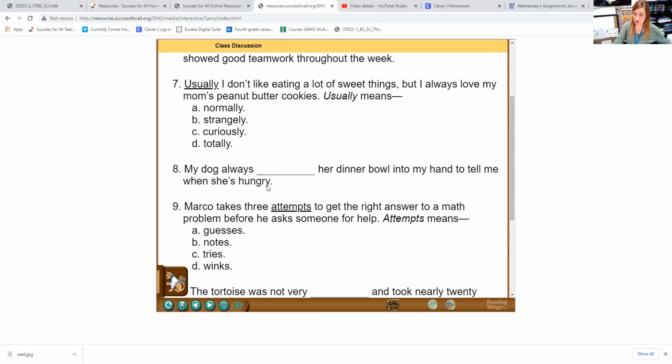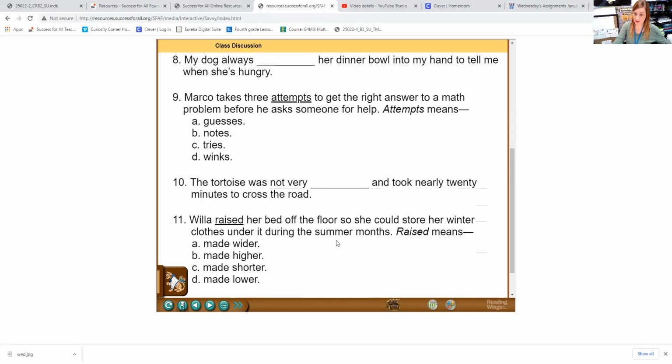The next one says, my dog always blank her dinner bowl into my hand to tell me when she is hungry. So think about which of your vocabulary words is going to fill in the blank. Marco takes 3 attempts to get the right answer to a math problem before he asks someone for help. Attempts means, does it mean guesses, notes, tries, or winks?